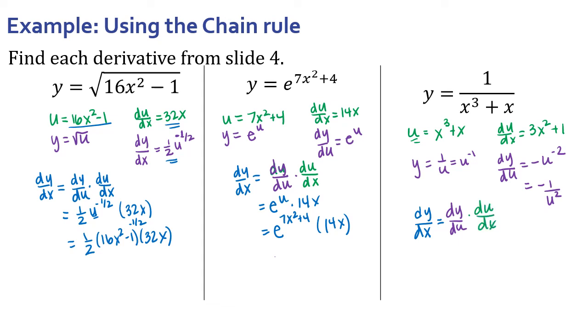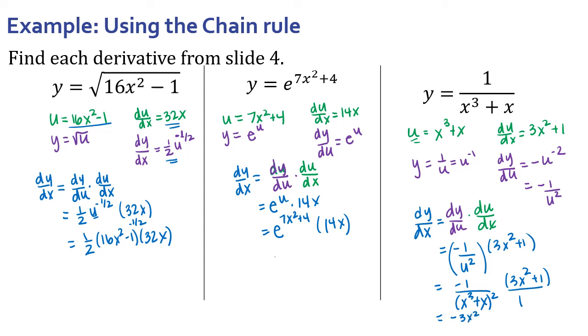All right, so this gives us dy du was negative 1 over u squared, and then du dx was 3x squared plus 1. So now we'll put in what u is, so that's x cubed plus x, squared, times 3x squared plus 1. You can leave it like that, or we can just multiply this as a fraction, and we get negative 3x squared minus 1 all over x cubed plus x quantity squared.